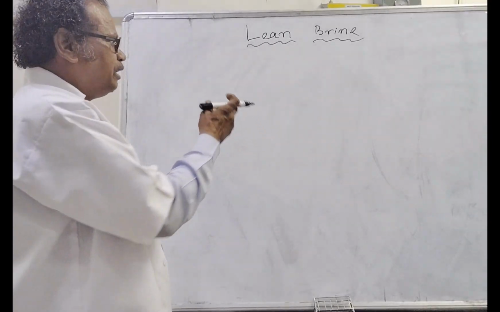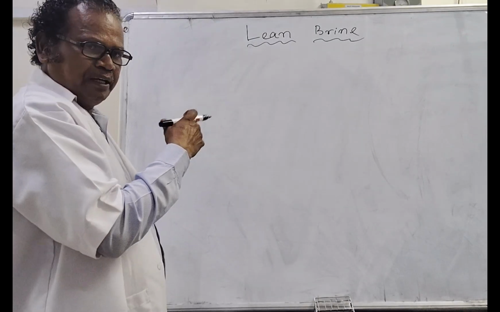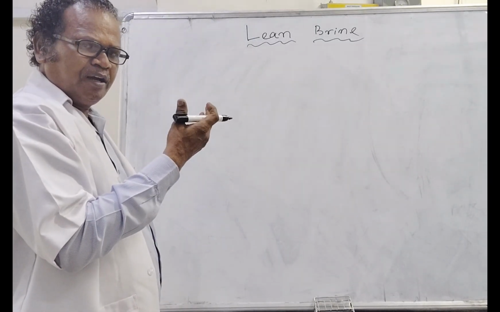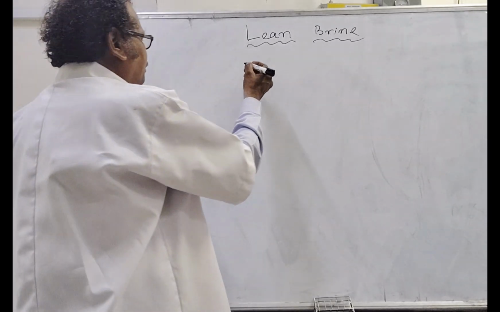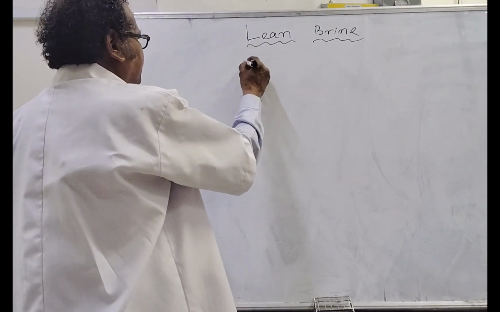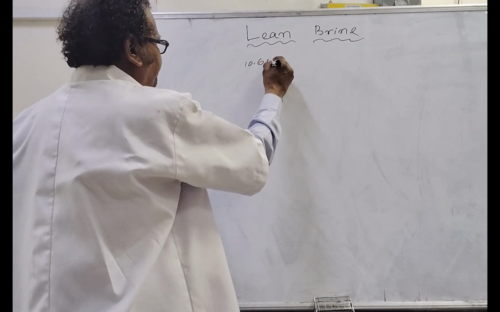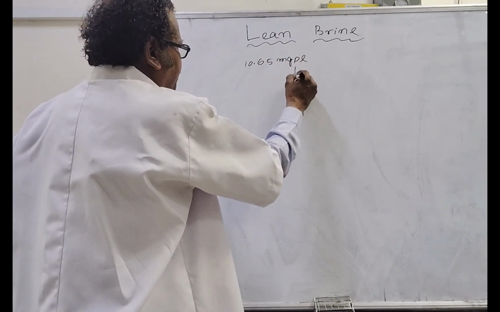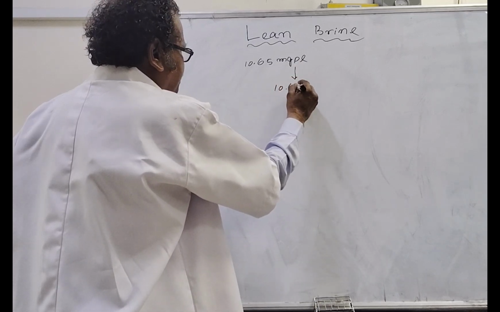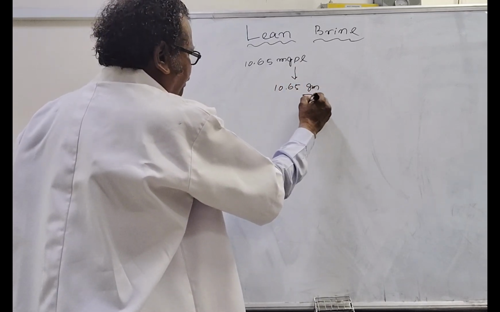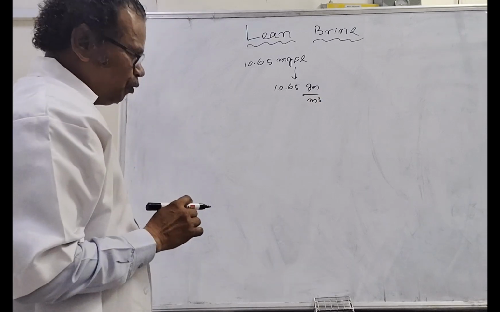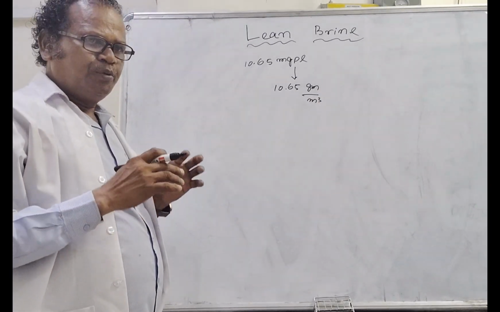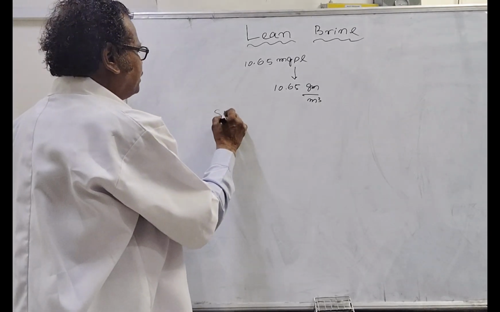Now we discuss Lean Brine. In Lean Brine, generally we are getting 10.65 mgpl of chlorine. That means it is 10.65 gram per m3. Now we will discuss that generally in a chloralkali plant you are using SBS powder.